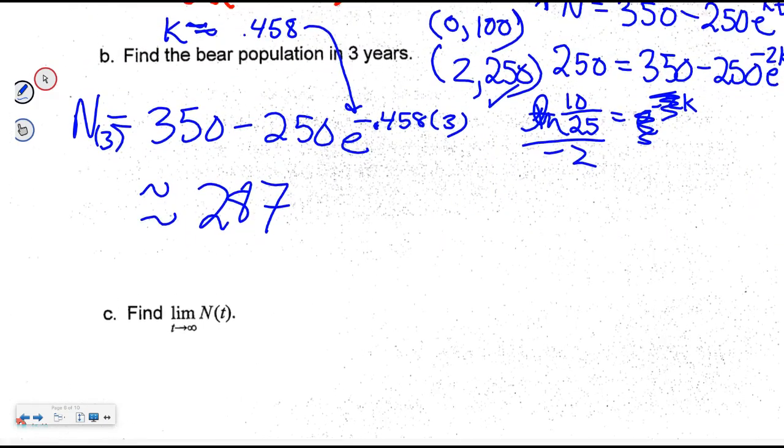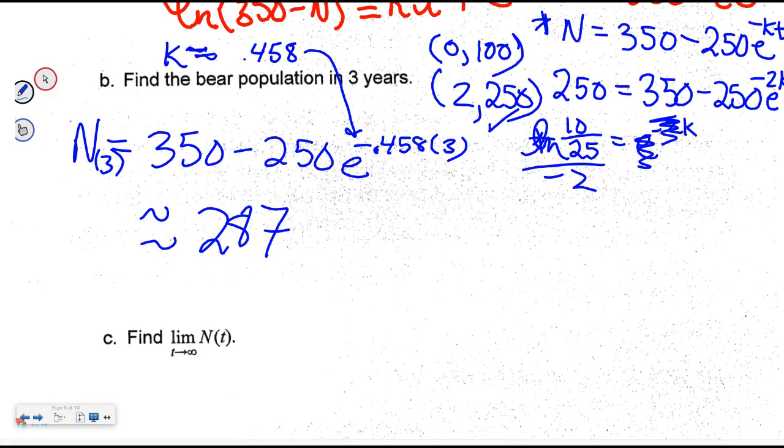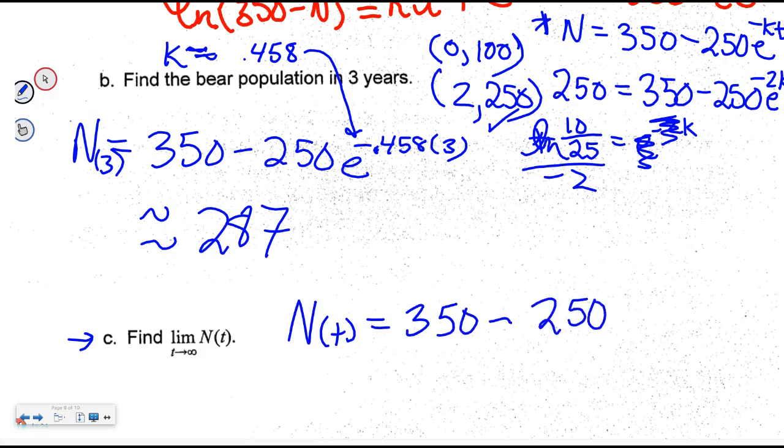So this says find the limit as t goes to infinity for the number of bears. Really what this is, in Calc 2, you're going to learn that this is called the carrying capacity. It's the most bears that whatever habitat they're in can support. Does that make sense? But you just are going to run t to infinity on your model. Here's your model. Your N of t is equal to 350 minus 250, and then it's e to the negative 0.458t.